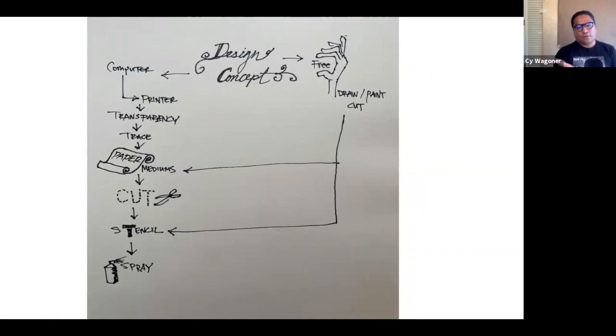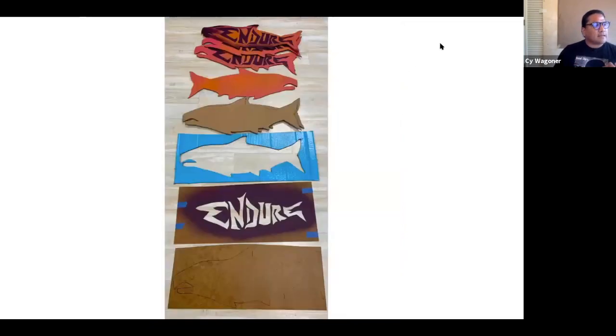But if you're going the computer route, you have the option of printing on transparency or paper, which will allow you to trace or cut your stencil out. Or in this case, since we're just practicing, we encourage a lot of people who are just starting out to use paper, and then cut it with the tools that they have, and your stencil is created, and then you can use application with your spray paint.